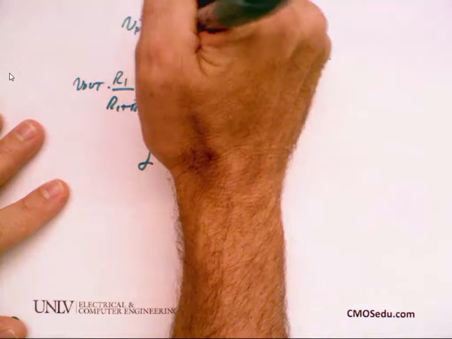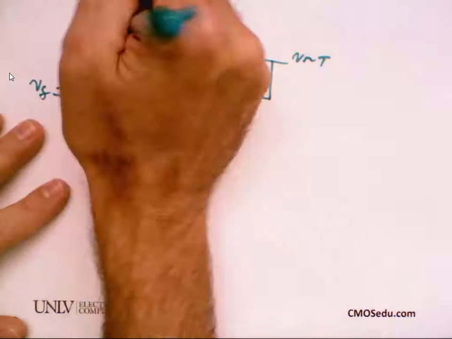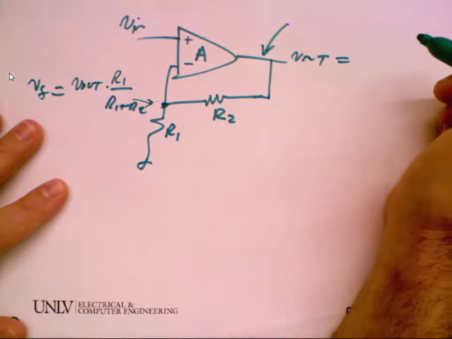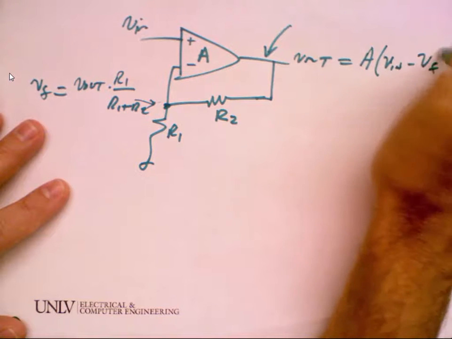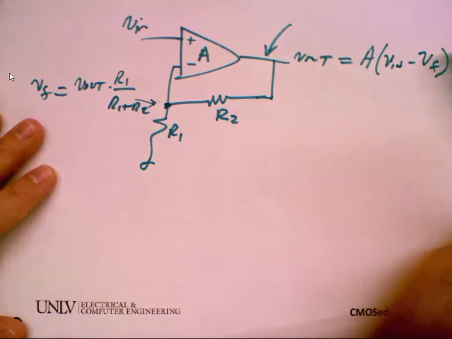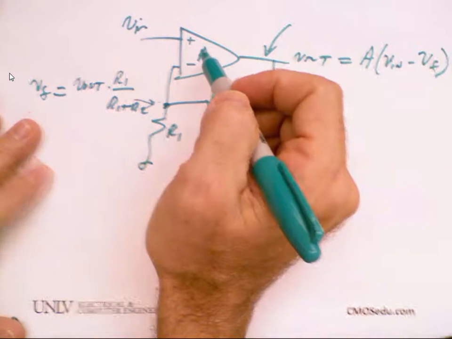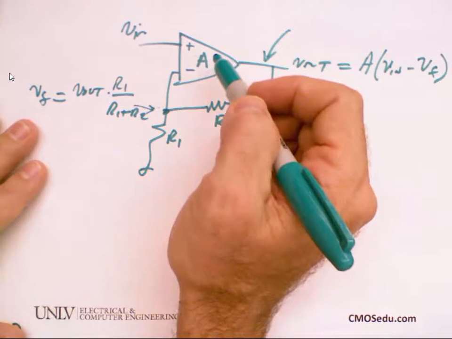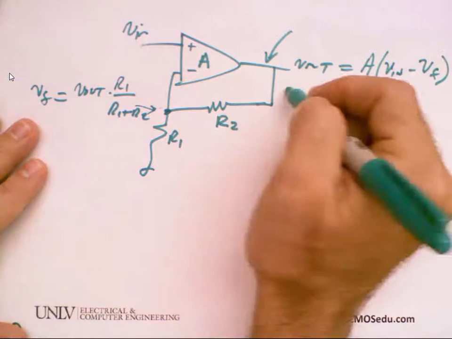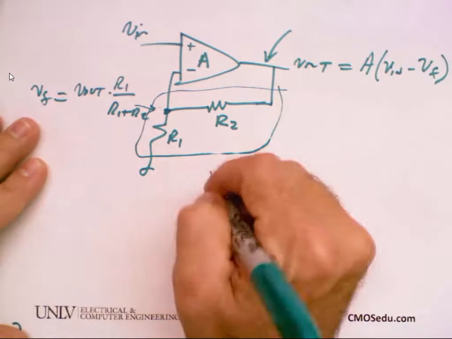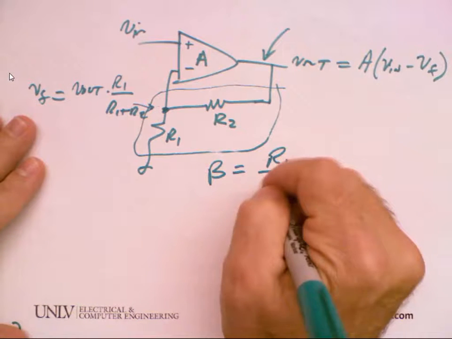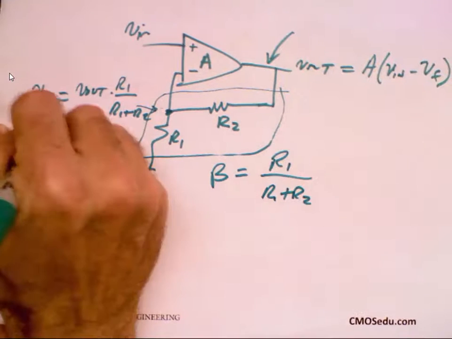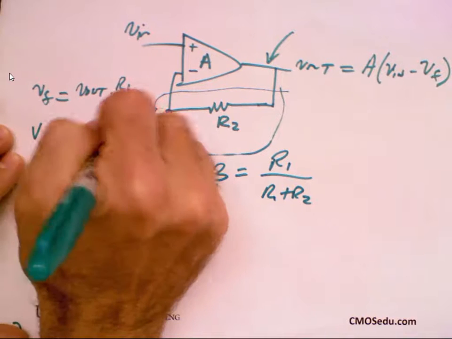Okay, if I call this voltage V fed back and this voltage V in, then in terms of A, what is V out? Does everybody agree with that? Okay, and then in a real ideal case, A is infinite, but in a real op-amp, A is not infinite, so I want to derive this. This term right here, I'm going to call beta, which is equal to R1 over R1 plus R2. So I'll write V fed back as V out times beta.